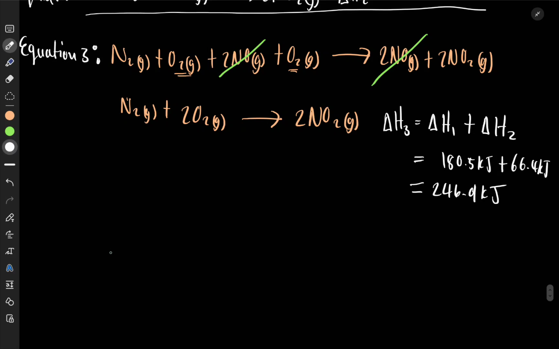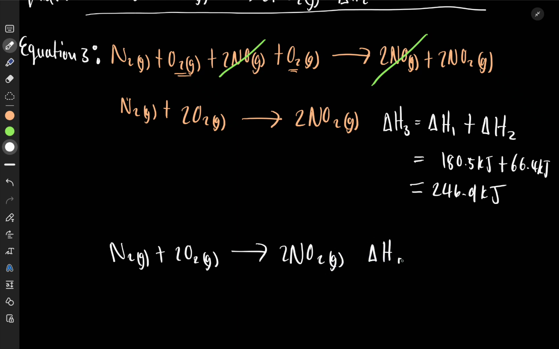So you can now write, if you want, N2 gas plus 2O2 gas gives me 2NO2 gas. And the delta H of this reaction will be equal to positive 246.9 kilojoules. And this is the end.